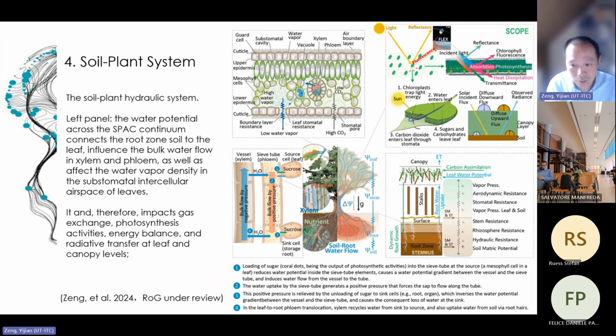Again, this slide is from the previous slide, where I tried to express that the soil plant system is hydraulically connected with each other. This soil plant hydraulics regulates the whole system, and it also regulates the satellite signal like solar-induced fluorescence. And this diagram gives you a more detailed process understanding of such soil plant hydraulic connection, and also the connection from soil plant hydraulics to the satellite signal.